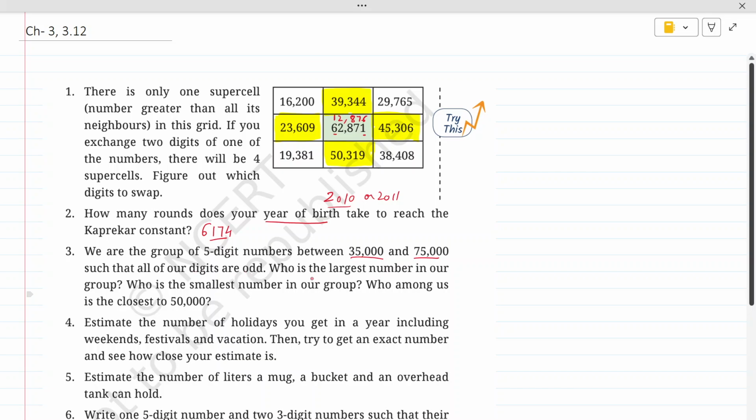What is the largest number in our group? What is the smallest number in our group? Which among them is the closest to 50,000? So kids, let's try to solve this question. Answer number 3.